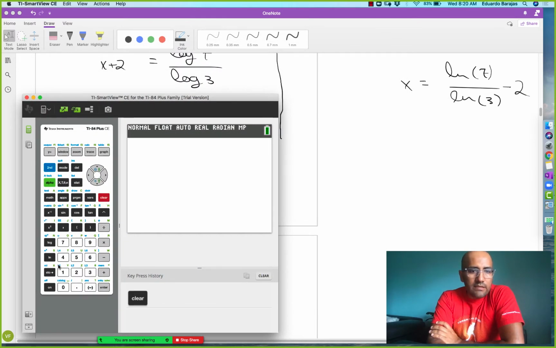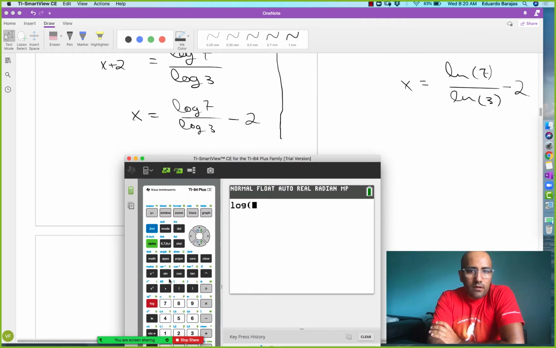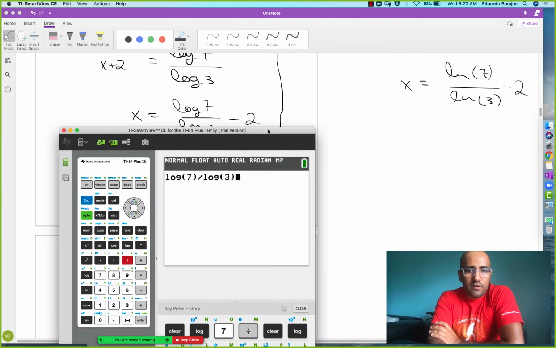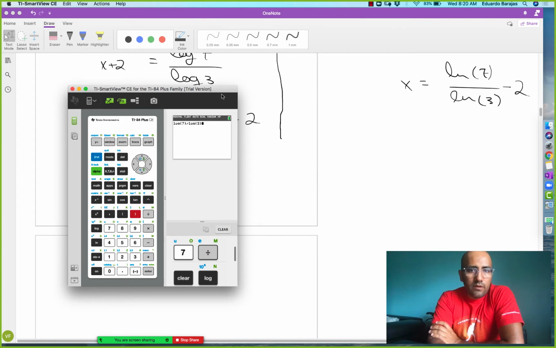So using my easy buttons, I have log of 7 divided by, oops, clear, log of 7, close parentheses, divided by log of 3, close parentheses. That's going to give us some answer.